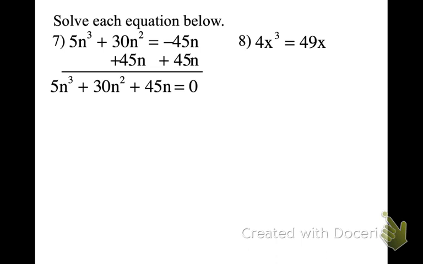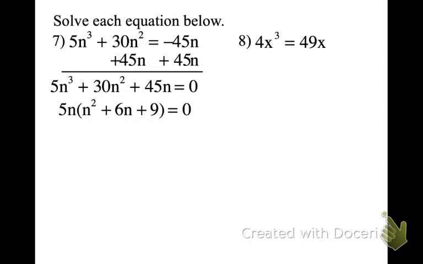So now I've got to do a GCF. And so that GCF would be a 5n. All terms have a 5n. And then what I'm left with, when I divide by 5n, is an n squared. When I divide by 5n, I'm left with a 6n. When I divide this by 5n, I'm left with 9. I still have more factoring to do.